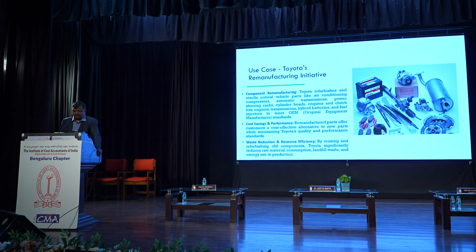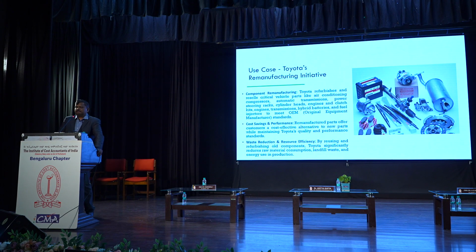The next example that I would like to give is Toyota's remanufacturing initiative. In this, Toyota refurbishes several products in their vehicles, which could be compressors, transmissions, power steering racks, cylinder heads, engine and clutch kits. There are multiple products which are refurbished and offered to the customer. Because they are coming from Toyota, the customer has a certain belief about the quality of those products, and they are coming to the customer at a much lower cost also.